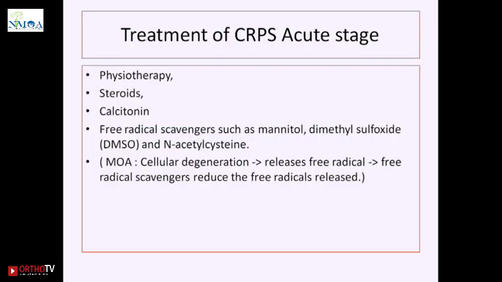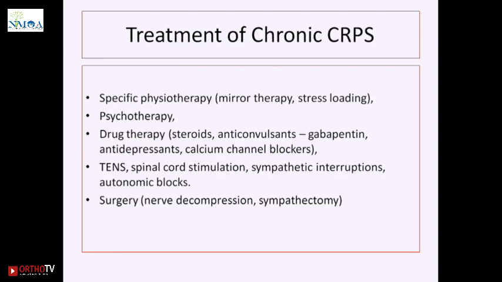Now, treatment for acute phase of CRPS. First is physiotherapy. Initially, we can start with steroid, then calcium, and free radical scavengers such as mannitol. For chronic CRPS, specific physiotherapy, mirror therapy, stress loading. The patient has to be counseled that it will take time. Drug therapy like steroids, gabapentin, antidepressants. Then TENS, spinal cord stimulation, sympathetic blocks.